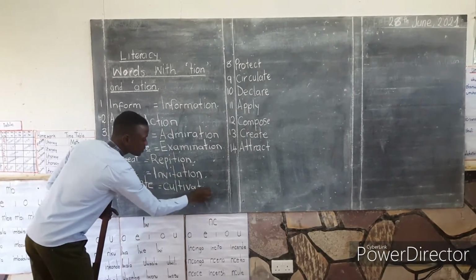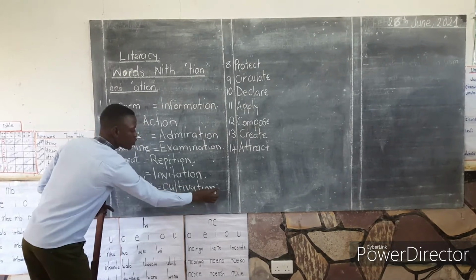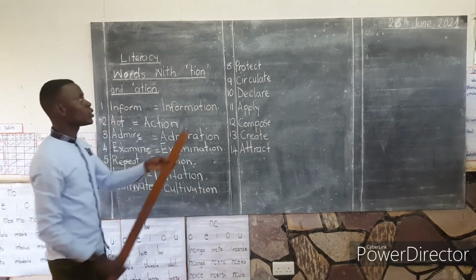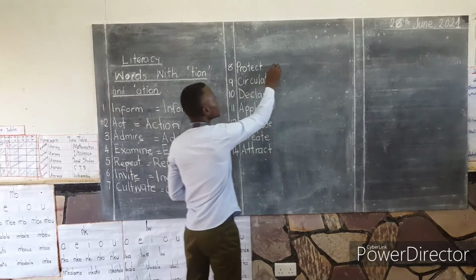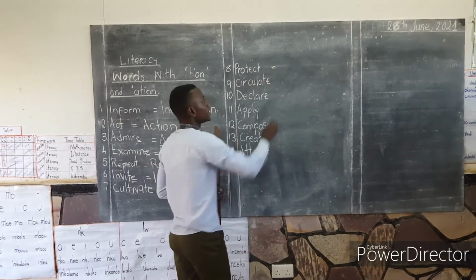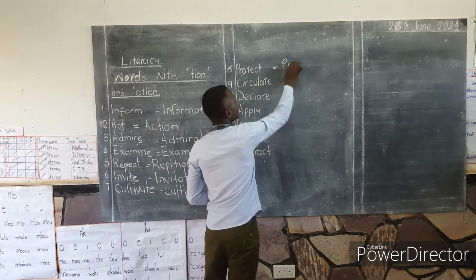Cultivation. Right. This word will be cultivation. We go to the eighth one. This one will be protection.